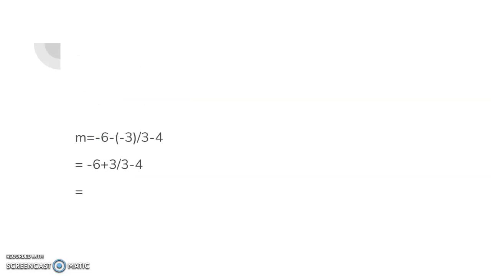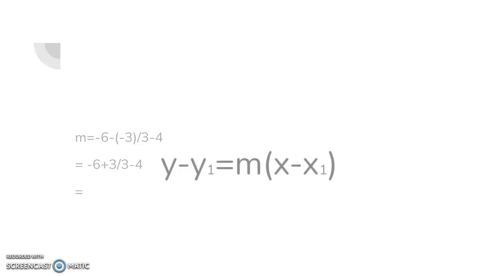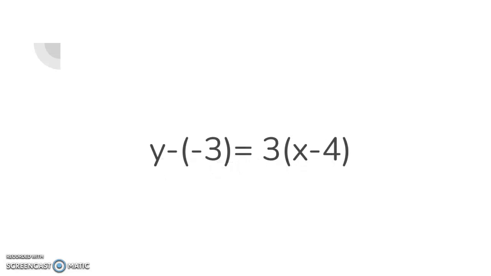So after simplifying it and turning the negatives to positives, it's going to be -6 plus 3 over 3 minus 4, and that should give us 3. So now back to the point slope formula. 3 is going to be plugged in for m, and now you can just choose what coordinate you want to use, because it doesn't really matter, because you're trying to find the slope of 2 coordinates. So you can choose whatever, but I'm going to be choosing the first one, which is 4 and -3, and we plug it in, and it should look like this.